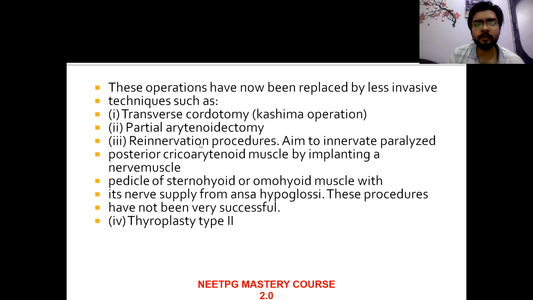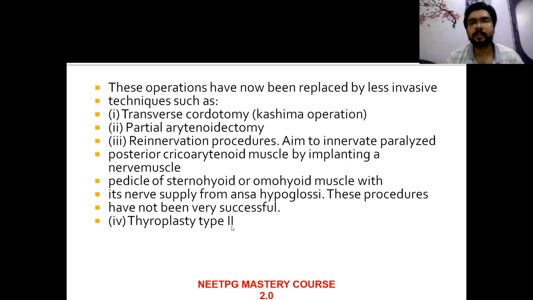We also do now reinnervation procedures at some centers and type 2 thyroplasty. Now this is type 1, 2, 3, 4. There are 4 types of thyroplasty that I will discuss because it can be an anticipated question. Here we do type 2 thyroplasty, that means lateralization of the vocal cords, because vocal cords are adducted, so we have to lateralize the vocal cord. That is called type 2 thyroplasty.